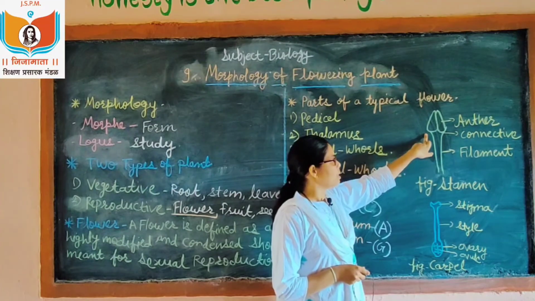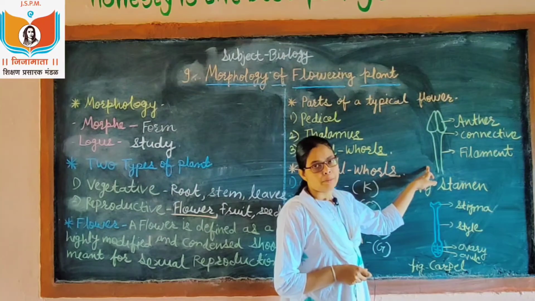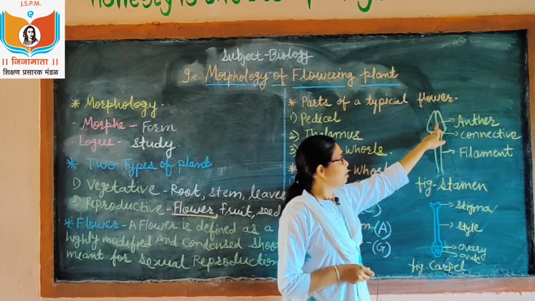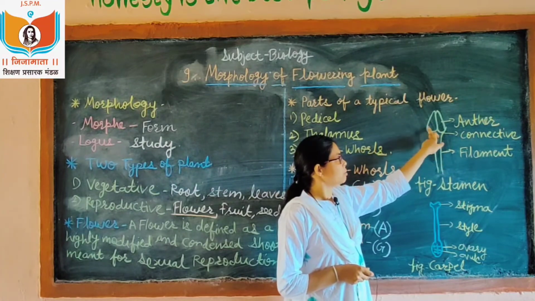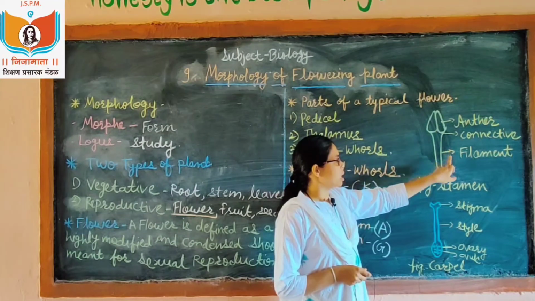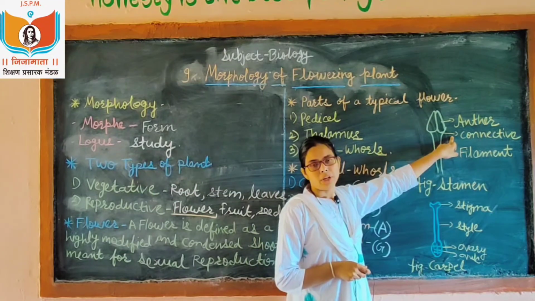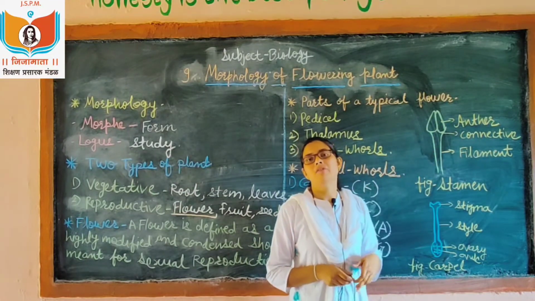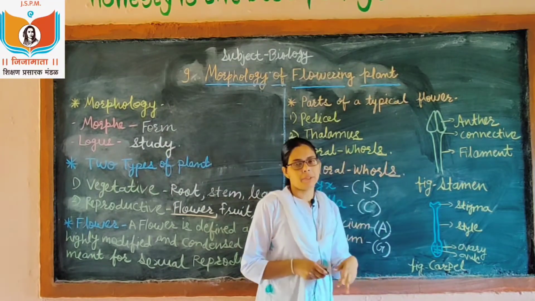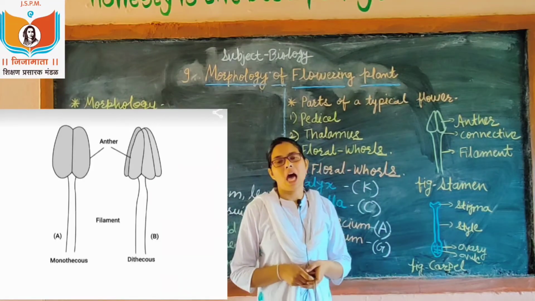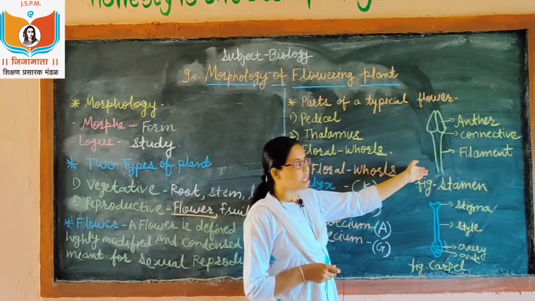Then it has a connective, and then the filament. Filament is a long tubular part. The bilobed anther is connected with the filament with the help of this connective, and this connective is made up of parenchymatous tissue. Anthers are of two types, monothecous anthers and dithecous anthers. This type is called a monothecous anther.